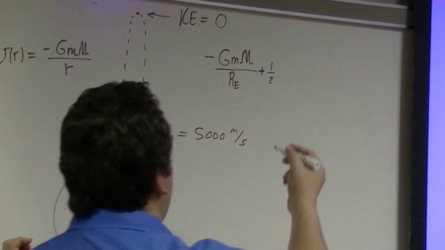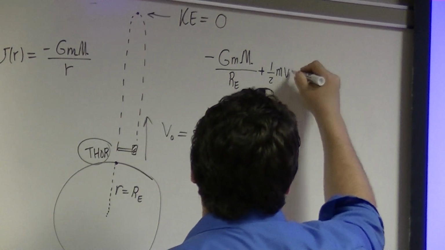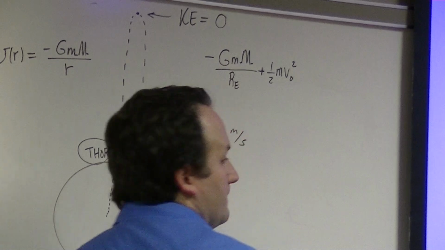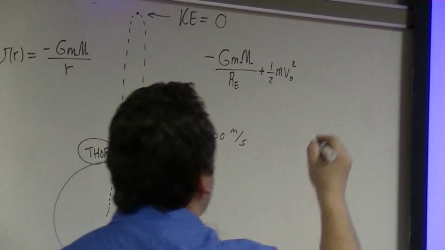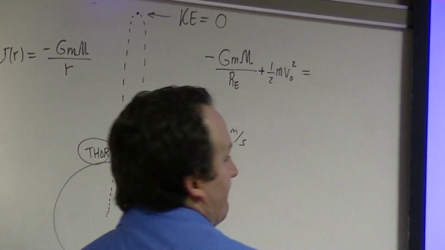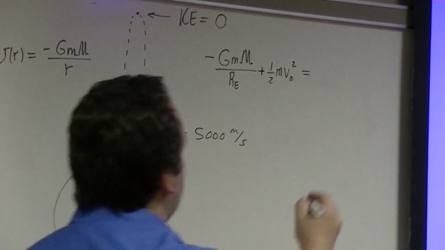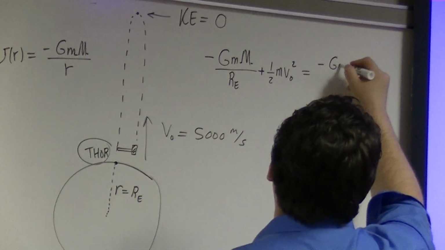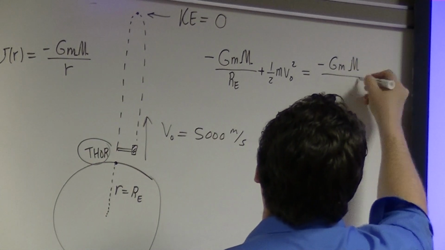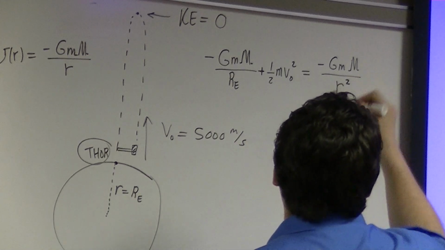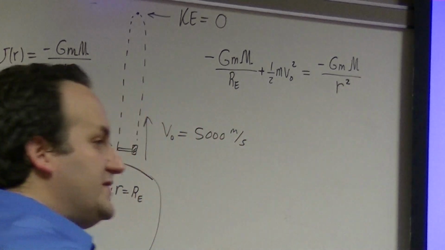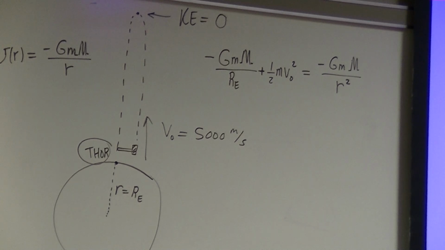And we also have the kinetic energy at the start, right? 1/2 m v naught squared. That's equal to what? Well, that's equal to minus GMm over r, where r is an unknown. If it does turn around, there's a solution to this problem, and that r gives you the distance from the center of the Earth it goes to before it turns around, right? It doesn't give you the altitude. We still have to subtract off the radius of the Earth to get the altitude, right?